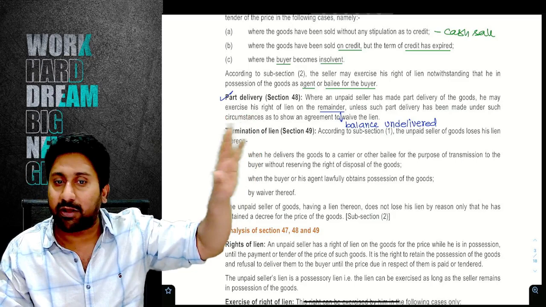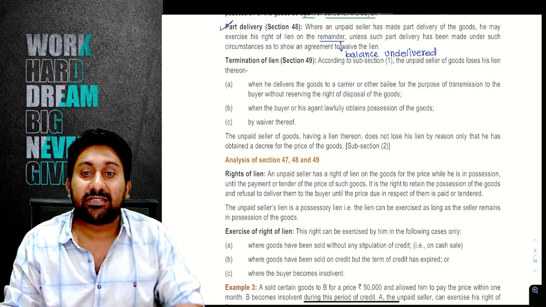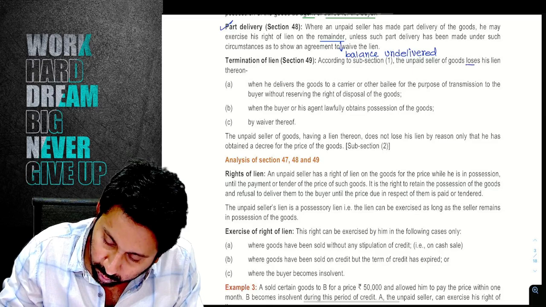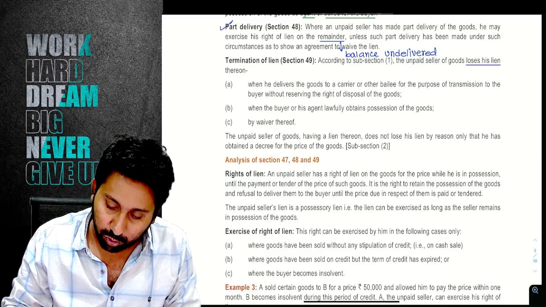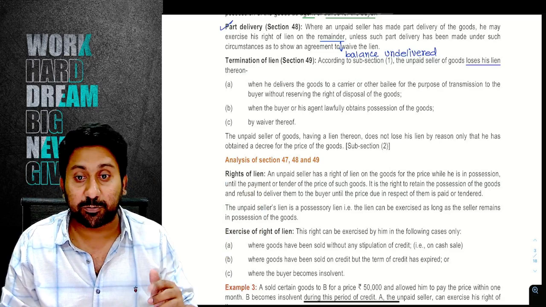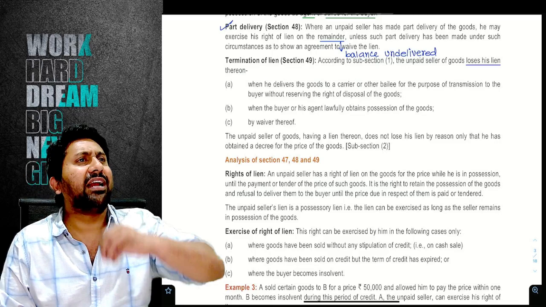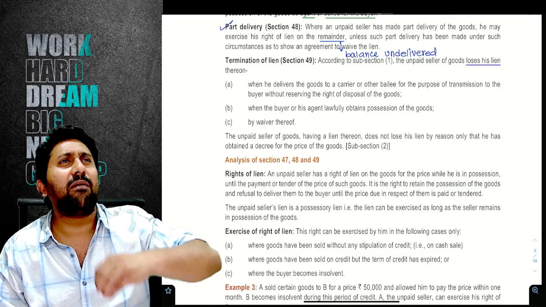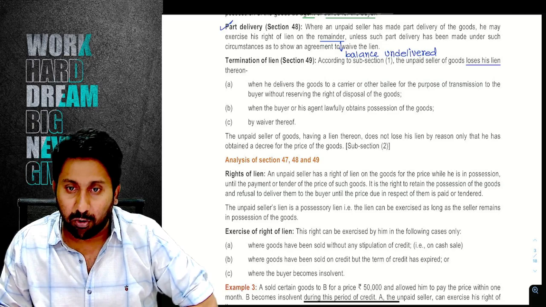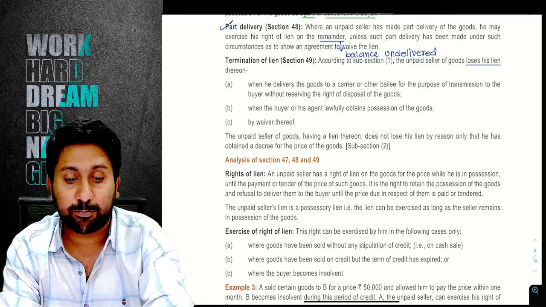Next. Termination of lien means when the lien will be terminated. The unpaid seller loses his lien in the following three cases. Where he delivers goods to the carrier, meaning the transporter, or to another bailee for the purpose of transmission to the buyer, without reserving the right of disposal of the goods. It means I transferred goods directly to that party, a transporter, and said I am not having any right on these goods. You do whatever you want, you transmit that to the buyer. I am not having a right of disposal of these goods.